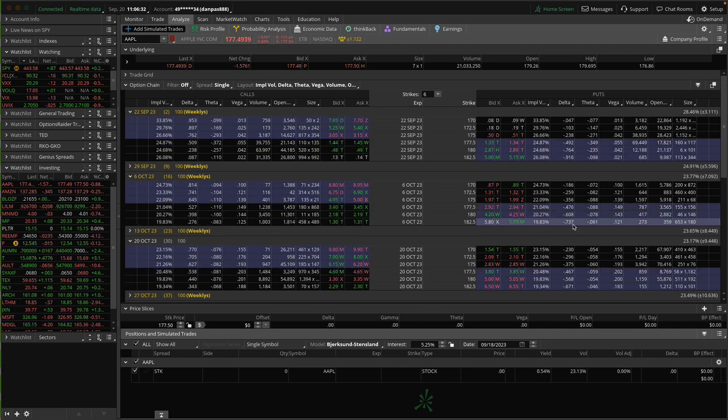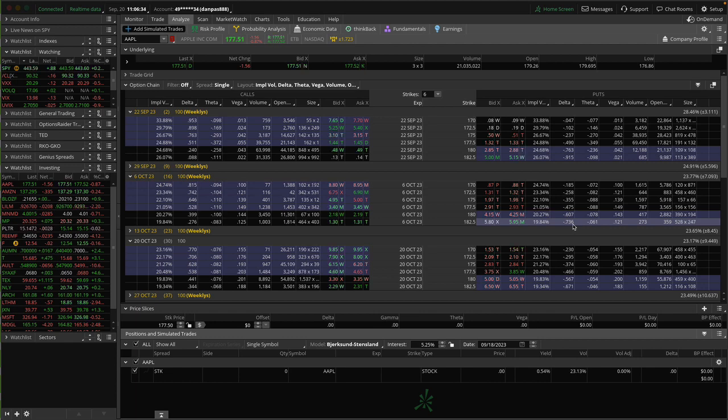And so the put delta is pretty comparable to 100 minus the call delta, with small differences existing for early exercise. And that's basically delta in a nutshell.